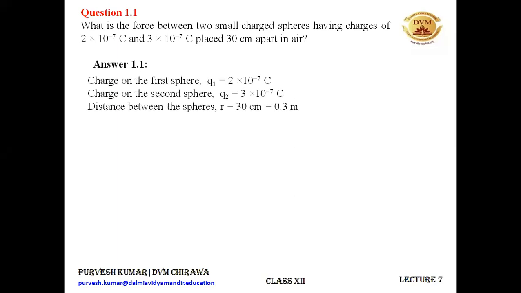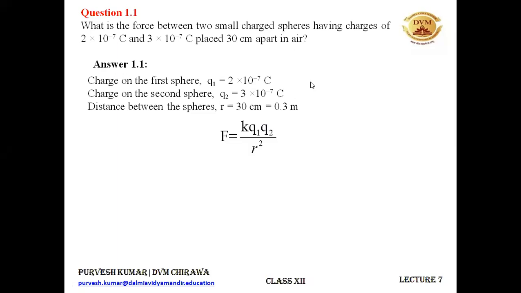By Coulomb's law, first just write down the things that are given to you. Make it in tabular form. We are given the charge on the first sphere, Q1 = 2 × 10^-7 coulomb. The charge on the second sphere is Q2 = 3 × 10^-7 coulomb. And the distance between the spheres is 30 centimeters, which when converted to meters is 0.3 meters. So it comes out like this.